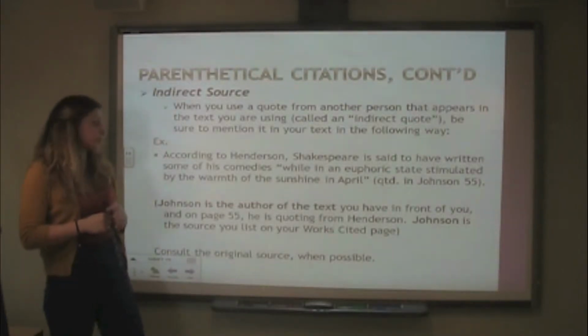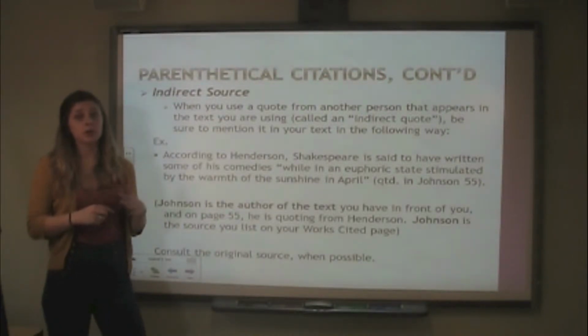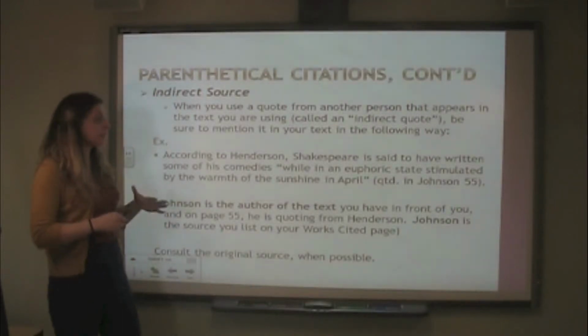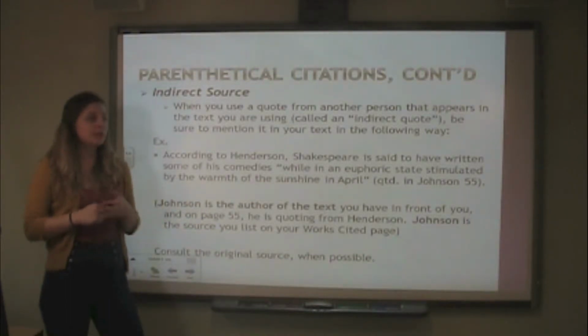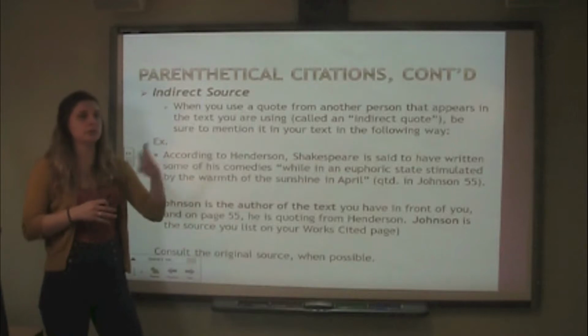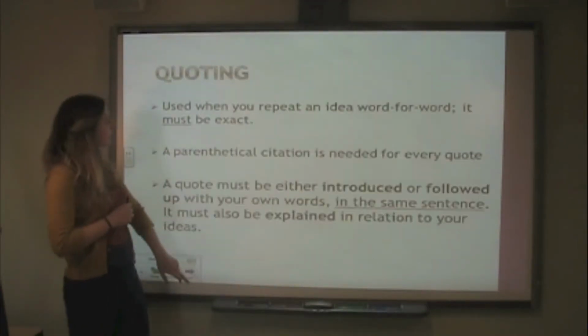Johnson is the source you list in your works cited page. You do not list Henderson because you did not use his source. You got that information through Johnson. Now, this happens sometimes. There's kind of no way to avoid that. Sometimes you can't access the material, but if you can, try to find the original source. It shows a better understanding on your behalf that you understood the original source and you didn't quote someone who quoted somebody. It just seems more credible.